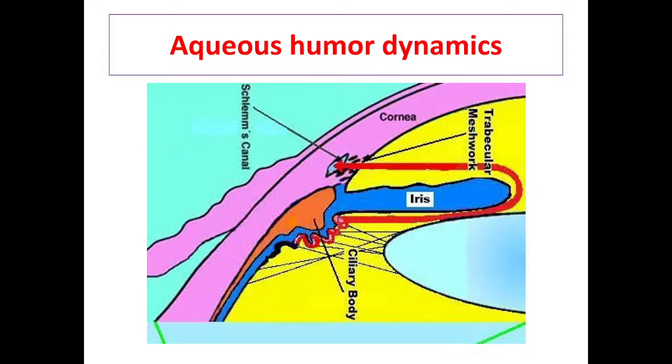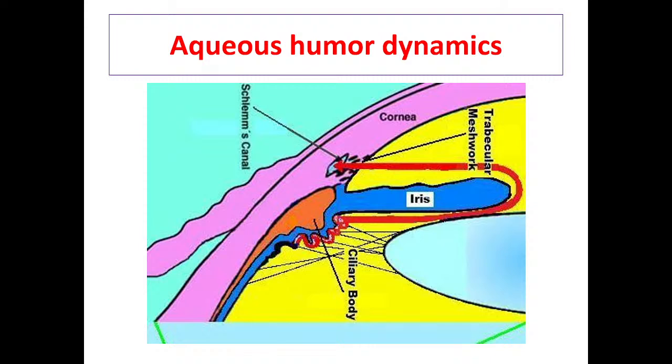Then I told you about aqueous humor dynamics. What is the site of aqueous humor formation? Ciliary processes. So, pars plana and pars plicata. The pars plicata has the ciliary processes. From there the aqueous humor is secreted by the non-pigmented epithelium of the ciliary body.